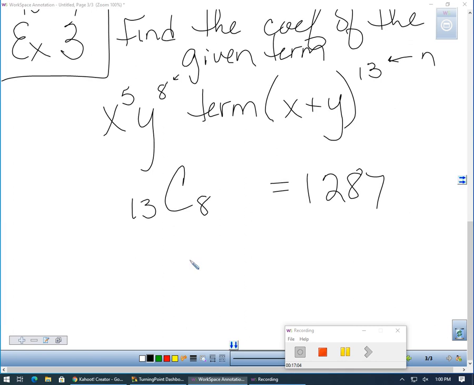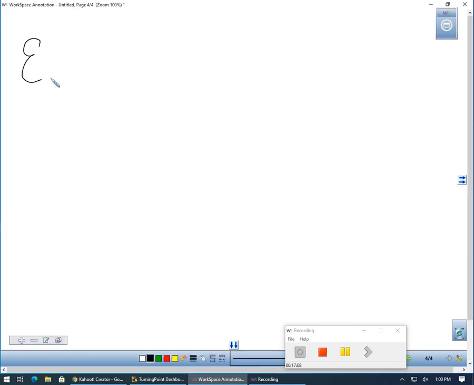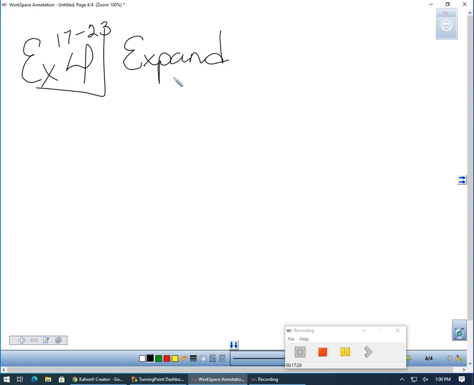Let's move on to example number 4, which is problems 17 through 23. It's going to ask you to expand. That's all you're doing, you're expanding it. We have to get a little bit tougher, though, because I want to put a hard one up here as our last example.